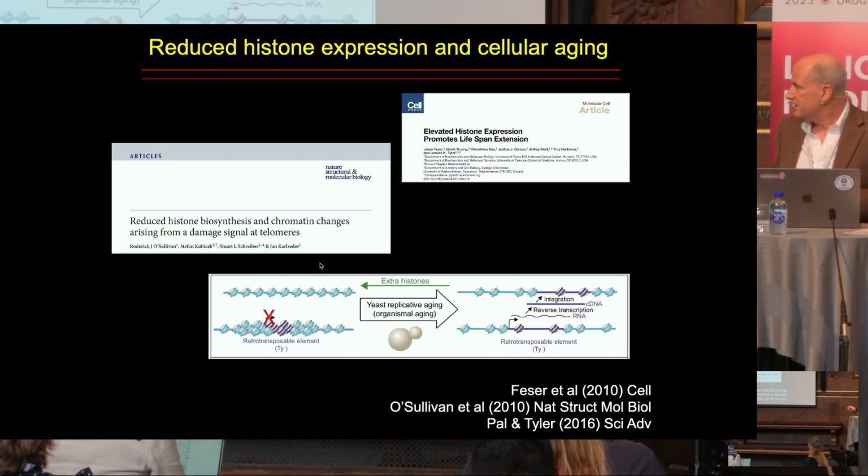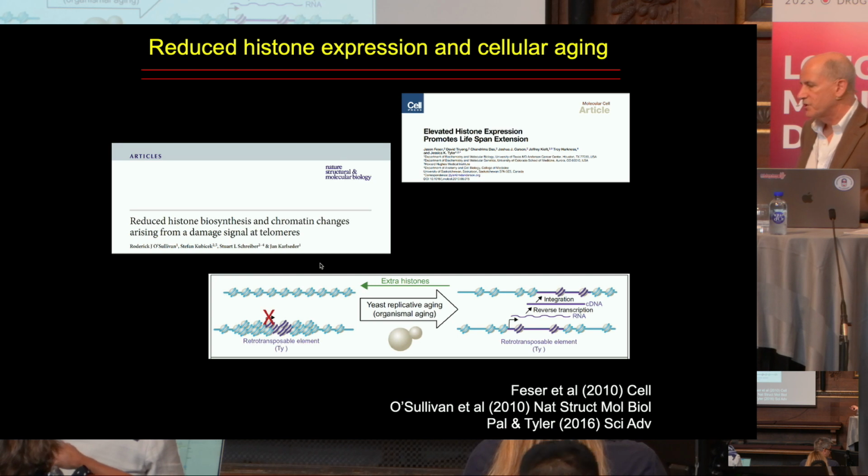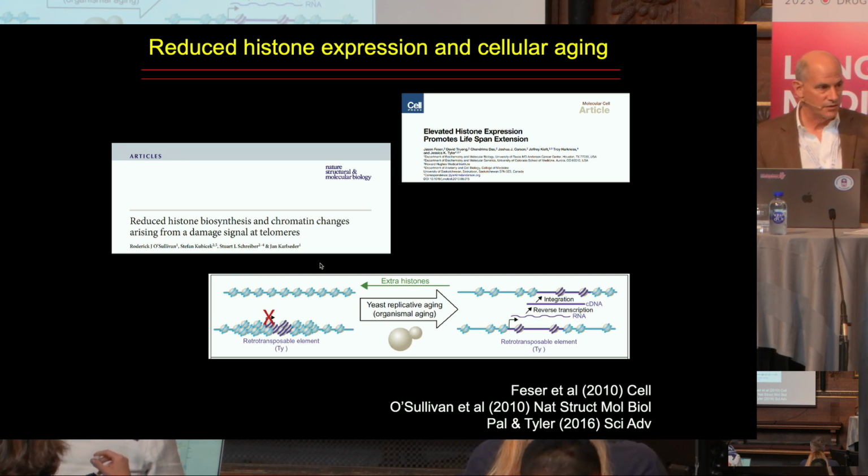So Jessica Tyler, I have a couple of her papers here, showed this in yeast, that with replicative aging, there's a decline in histone biosynthesis, and that in fact, if she maintained histone levels, she could delay or prevent replicative aging. So, really looking at it potentially causally, not just association. Jan Karlseder was looking at aging of cells in vitro. As cells senesce in vitro, they would also show a decline in histone levels. So there was this idea that maybe these are sort of drivers of these aging phenotypes.